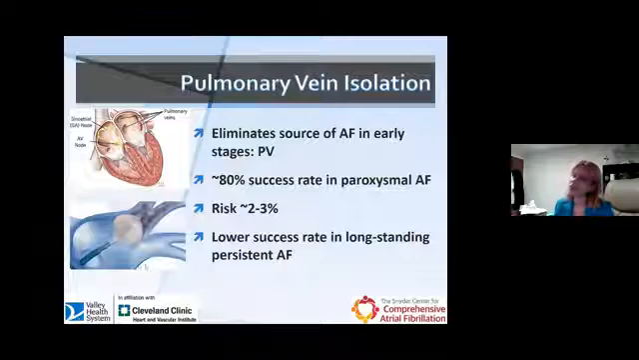This is very effective in patients who have paroxysmal atrial fibrillation or early stages of persistent atrial fibrillation. The success rate is about 80%. It's a low-risk procedure. The risks are about 2 to 3%. And it works the best in patients who have their risk factors already addressed, like obesity, sleep apnea. All those things need to be addressed at the same time, otherwise the success rate will drop.